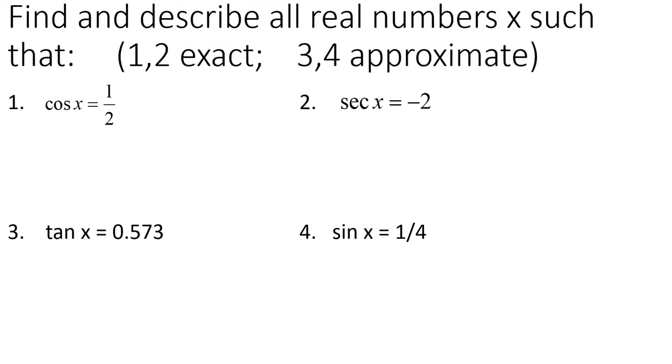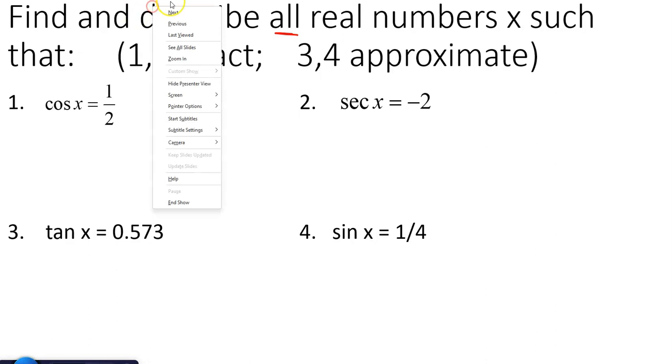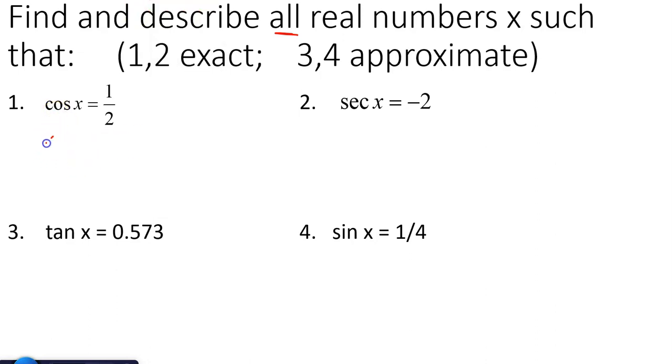How do we look at it algebraically? So this says find and describe all real numbers x, such that cosine of x is 1/2 and so forth. So 1 and 2, I want exact answers. 3 and 4, I want approximate answers. So the first one is pretty easy. All we have to do is figure out where on the unit circle the cosine of x is 1/2. And so in the first quadrant, it happens at pi over 3.